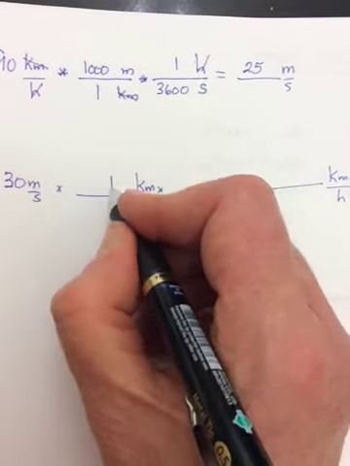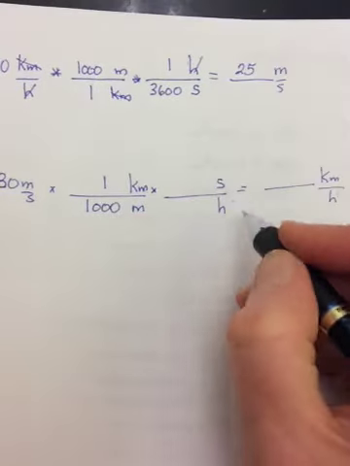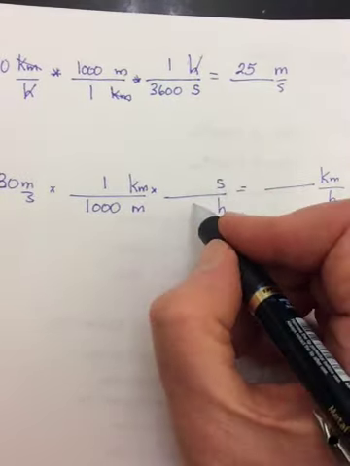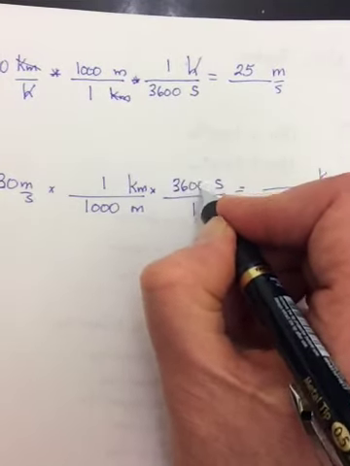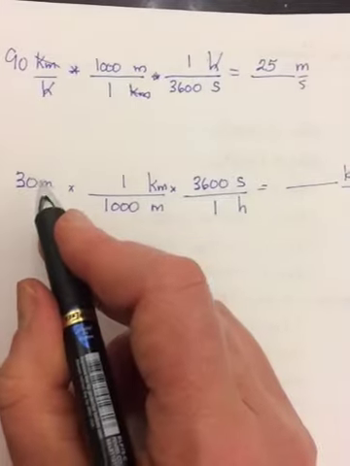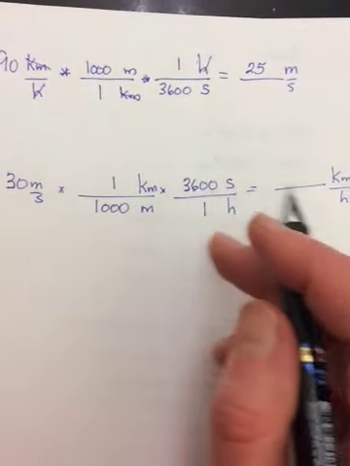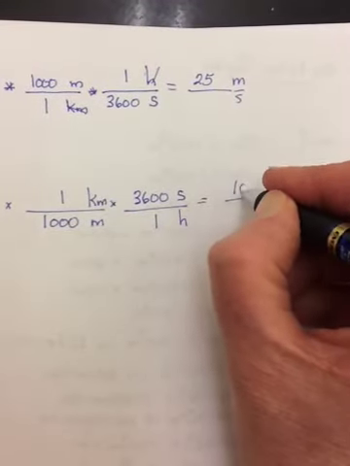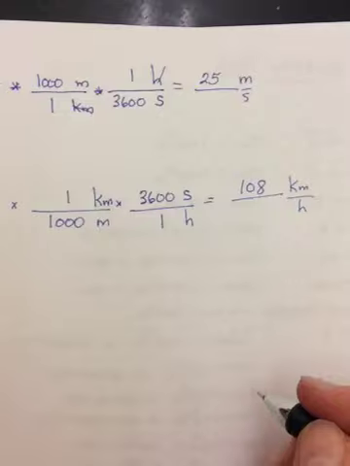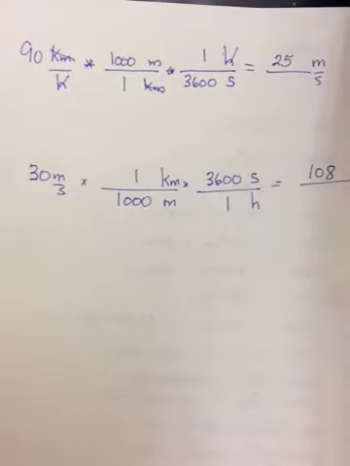Put a 1 on the bigger, which is kilometers. There's 1,000 meters in a kilometer. In the hour-second one, put a 1 on hours because it's bigger. There's 3,600 seconds in an hour. Multiply 30 by 1 by 3,600. Divide by 1,000, or 1,000 times 1, which is 1,000, and you should get 108 kilometers per hour. Okay, so that's how you do the kilometers per hour one.